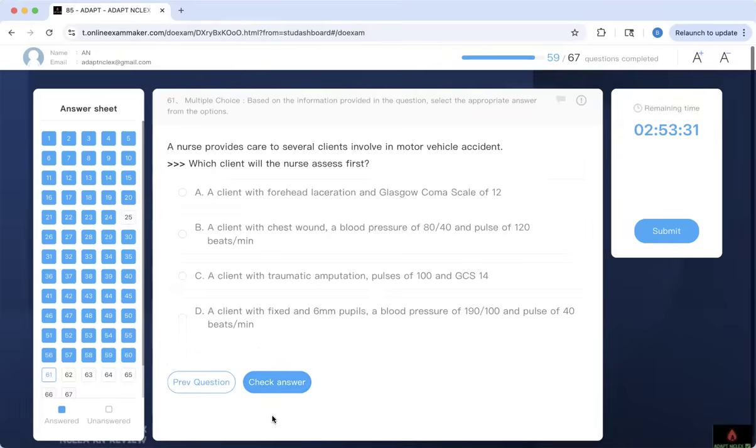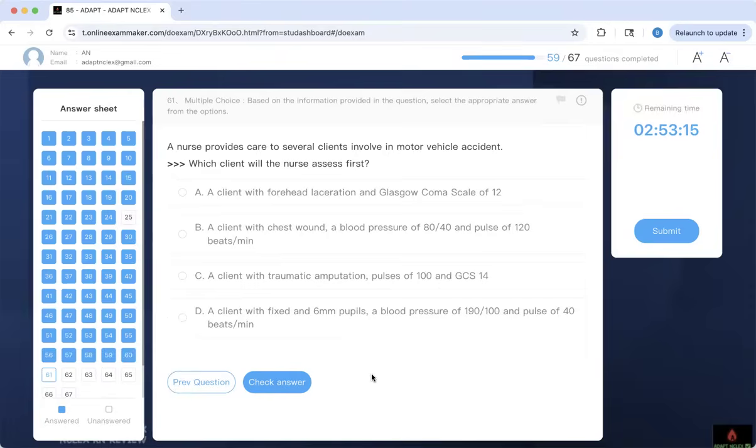MMR most. And then the nurse provides care to several clients involving a motor vehicle accident. Which client would the nurse assess first? Multi-trauma. Who do you see first? Anybody with the chest wound is number 1.